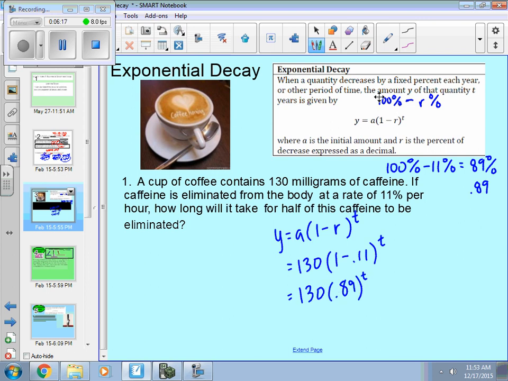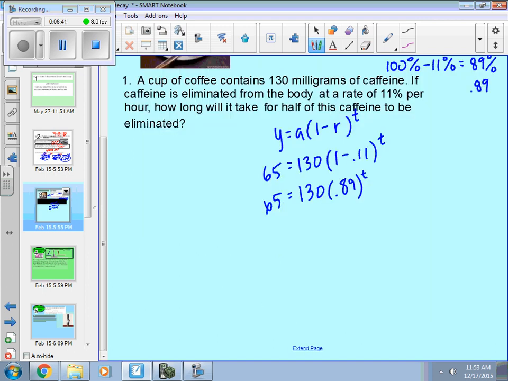Okay, but we need to figure out what our ending value is going to be. They said how long will it take for half of this caffeine to be eliminated? Well, we can figure out what half of 130 is. 130 divided by 2 is 65. So 65 is our ending amount. So this is the equation now that we need to solve.